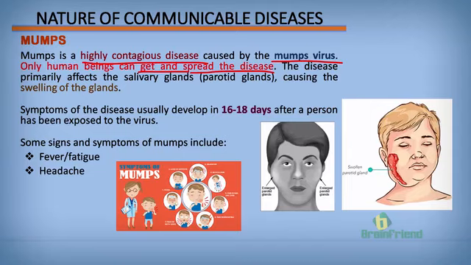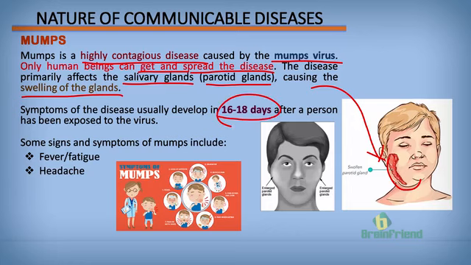The disease primarily affects the salivary glands, also known as parotid glands, causing the swelling of the glands. So this is one major symptom of the mumps virus. We see people with this disease with swollen jaws, because their salivary glands are swollen. Now, symptoms of the disease usually develop 16 to 18 days after a person has been exposed to this virus.